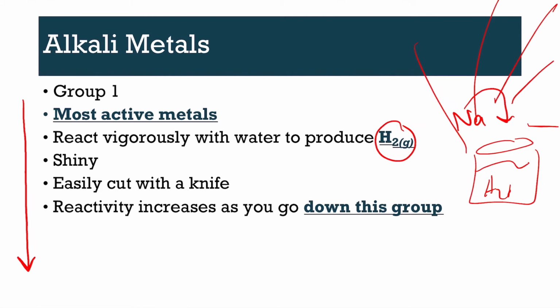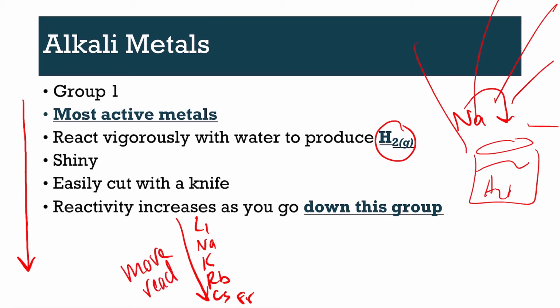So, question, if you're looking at your periodic table, what element is the most reactive? Okay. So group 1 is Li, Na, K, Rb, Cs, and Fr. So the lower you go, the more reactive you get. So francium, Fr, would be the most reactive metal.